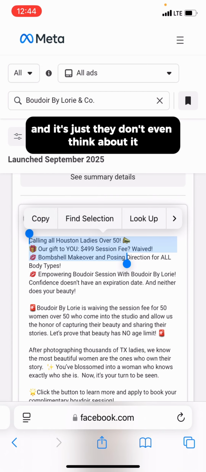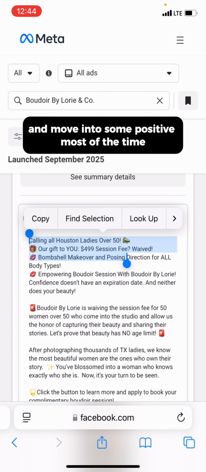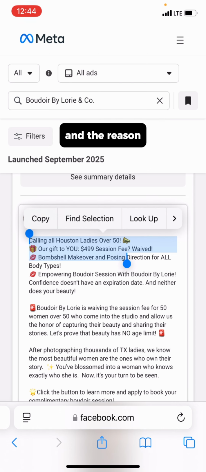And it's just, they don't even think about it. It's just instinctual. Humans would rather be in normal than in pain, and honestly in normal than move into some positive most of the time. And the reason this occurs, I mean, here's an example.